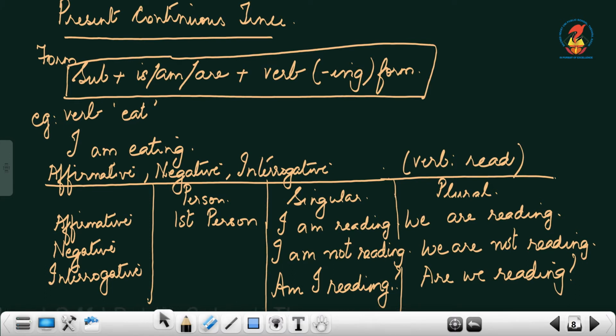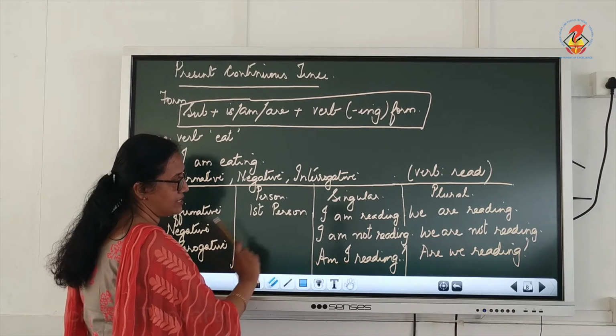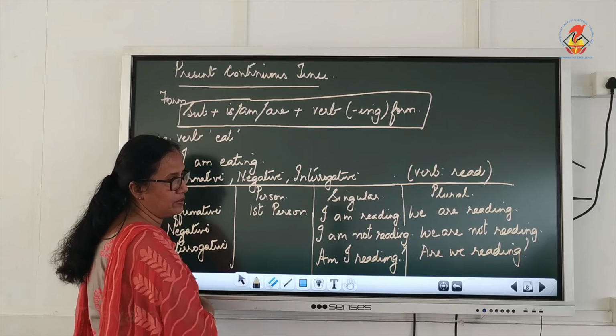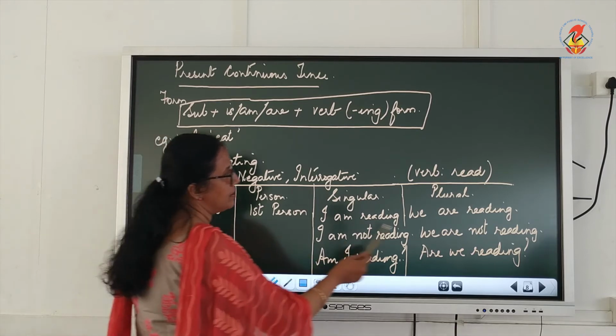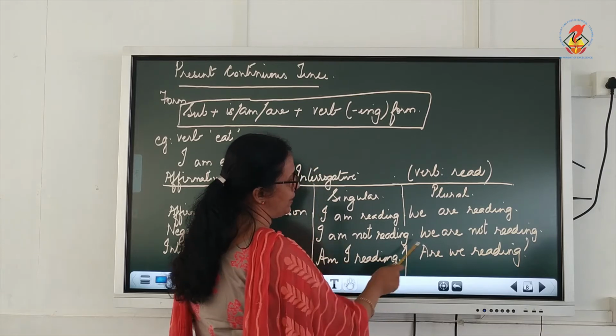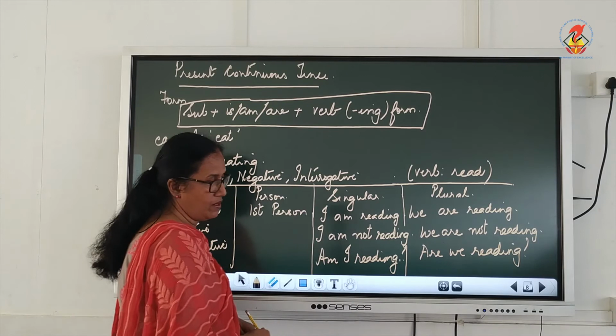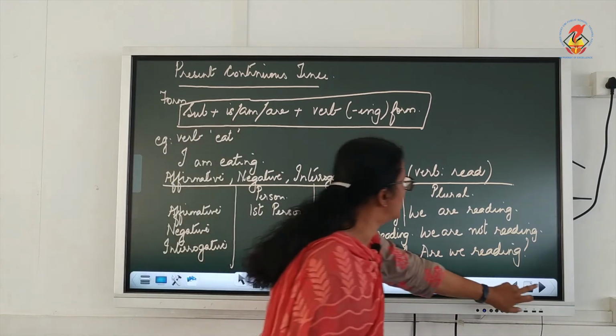Now remember, here it is always the subject and the verb agreement, because your I is singular, the verb that you will be using is am. Because the subject is plural, your verb has to agree with the subject, so are we reading. Okay, I hope this table is clear to you.